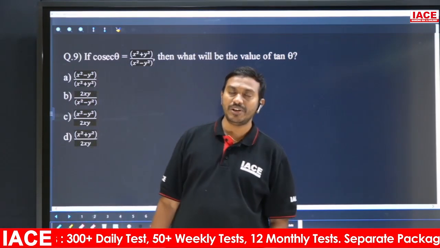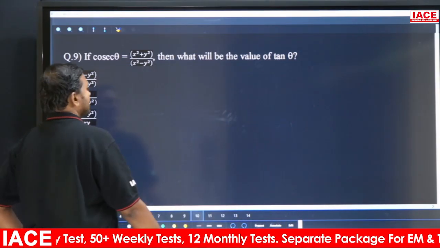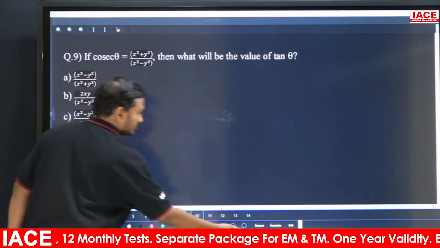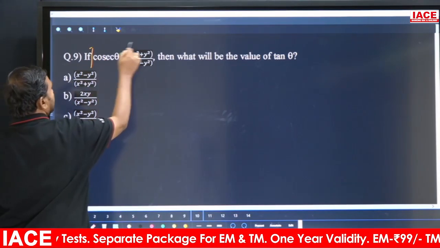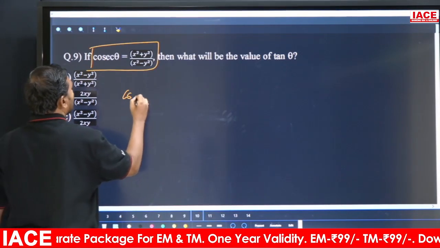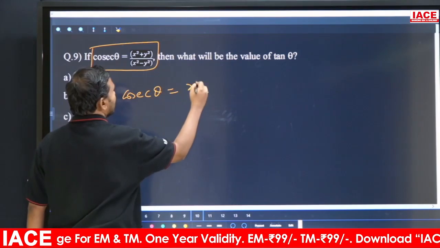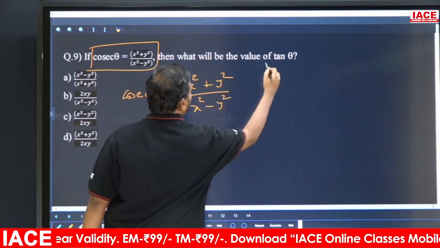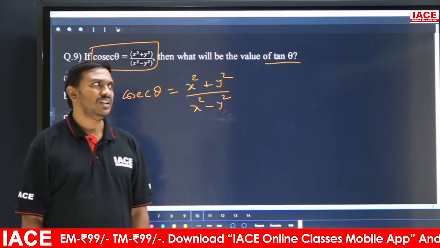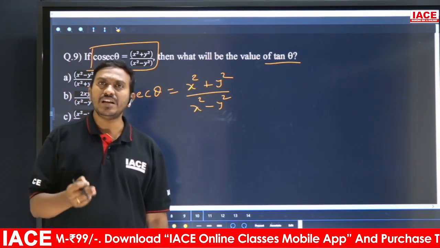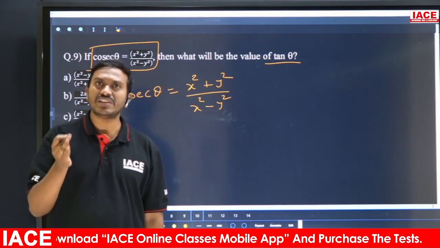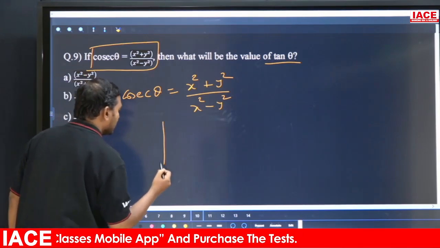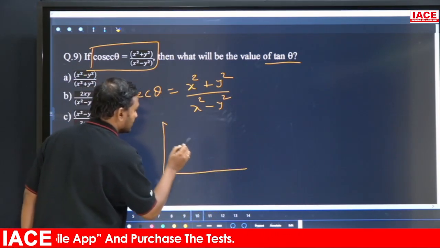Again, a trigonometry question. Just see, cosecant theta is given. Cosecant theta equal to x square plus y square by x square minus y square. Then find the value of tan theta. Actually, anytime a trigonometric ratio is given, that question we have to solve by using Pythagoras theorem, right? So this is theta.